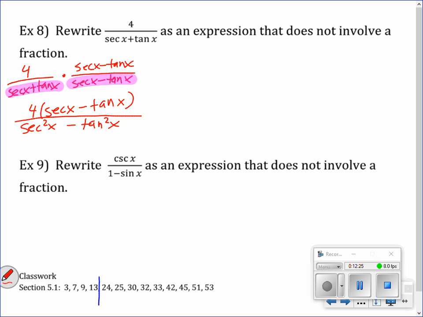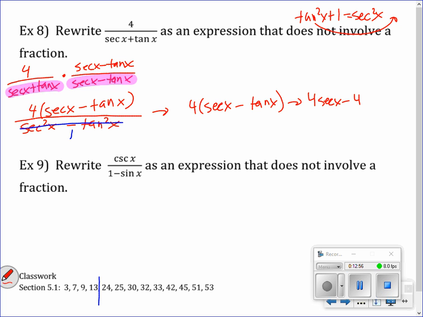So let's go back to our rule. Our rule on the first page was tangent squared plus 1 equals secant squared. All right, well, all I have is secant squared minus tangent squared. So really, effectively, this is just equal to 1. All right, so I think we've done it. I got 4 secant minus tangent over 1. So if you really wanted to, you could write 4 secant minus 4 tangent, but either of those would be acceptable.